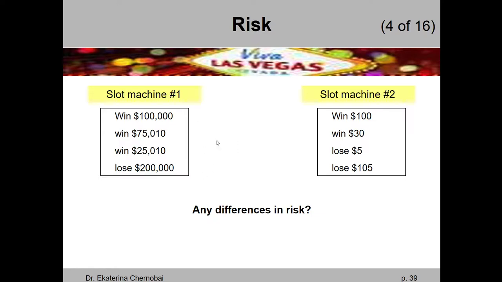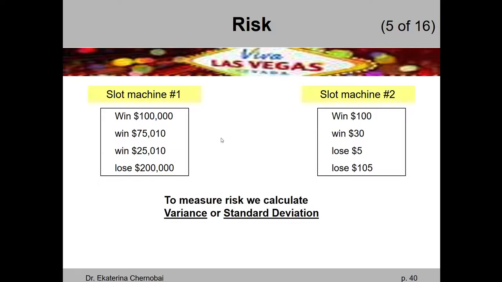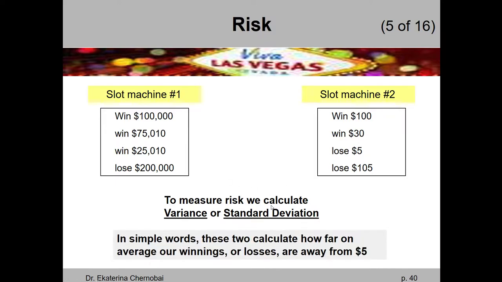We want to calculate something that tells us how far on average from the average we would be if we play each machine. This is exactly what the concept of the standard deviation does. Usually we calculate the variance first and then the standard deviation, but both tell us exactly the same information about the amount of risk. So in other words, we want to calculate how far on average our 4 winnings, separately for each slot machine, are away from the $5 average that we have just calculated.